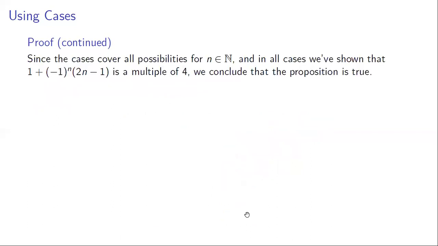Okay, now let's conclude the proof. Since our two cases cover all possibilities for a natural number n, and in all cases we've shown that 1 plus -1 to the power of n times 2n minus 1 is a multiple of 4, we conclude that the proposition is true. Because we've broken down n so that we cover all possibilities for n, and in all of those possibilities we show that the proposition is true. So therefore, we conclude that the proposition is true in all cases.